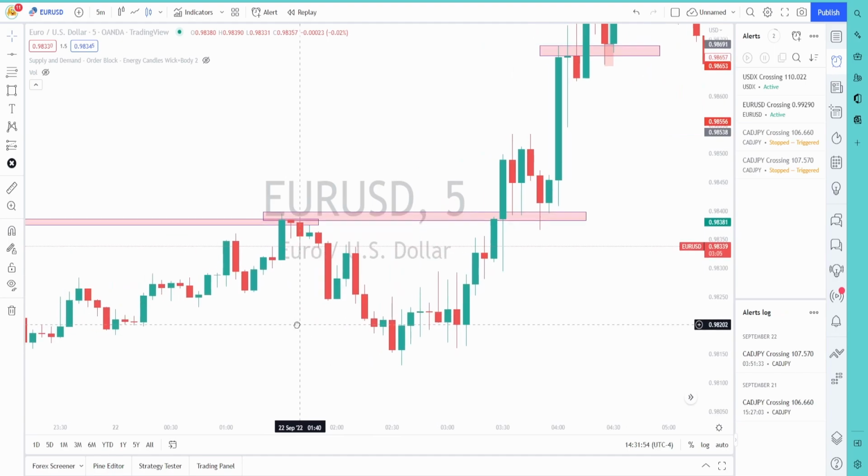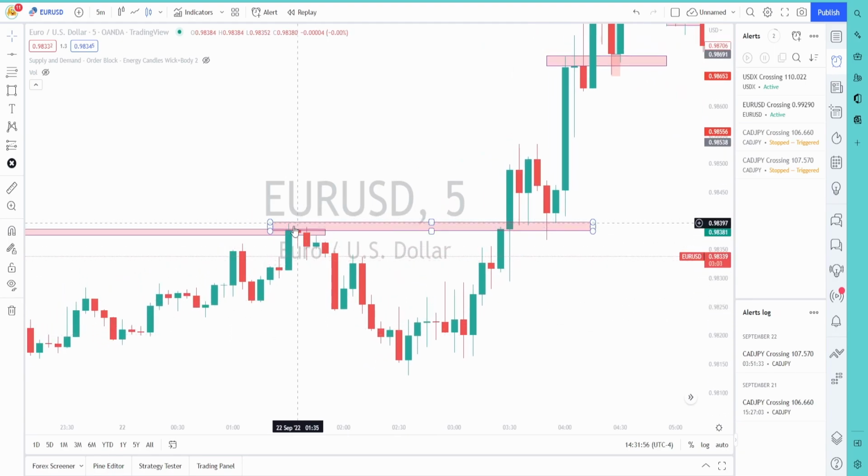You can see again here, we have an area. We've marked it off, that was broken through, came back and retested it. And you could have gotten in on the trade. You may not have won this trade. It depends when you would have gotten in on it. There were multiple attempts.